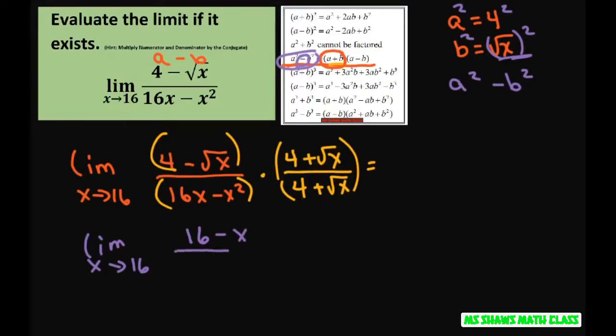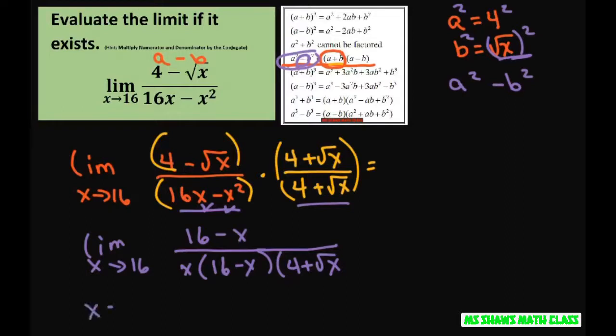Now let's look at the denominator and see what we can do with that. For this piece, let's factor out an x. Factor out an x, you're going to get 16 minus x. And you still have to multiply this, which is 4 plus square root of x. Now, we know the domain here is x can't be 0. x cannot be 16, because you can't divide by 0.